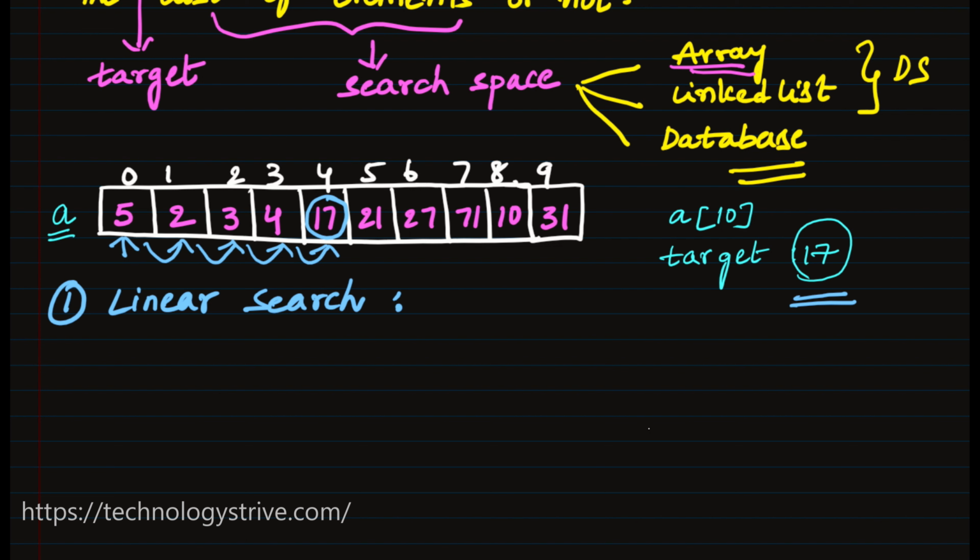So let's write the algorithm for linear search. Here the input is an array of integers, right? And the target element is 17.